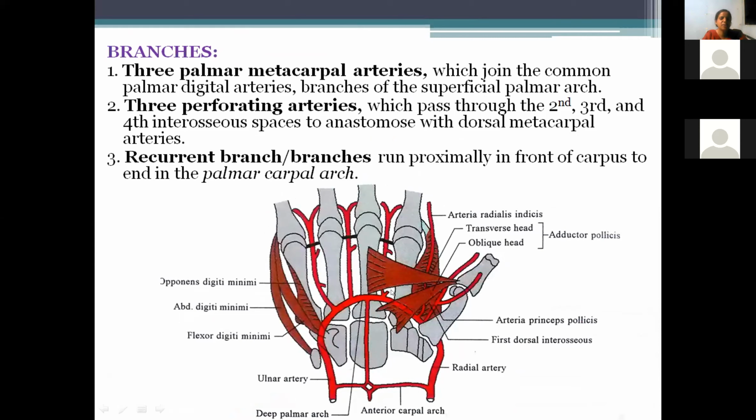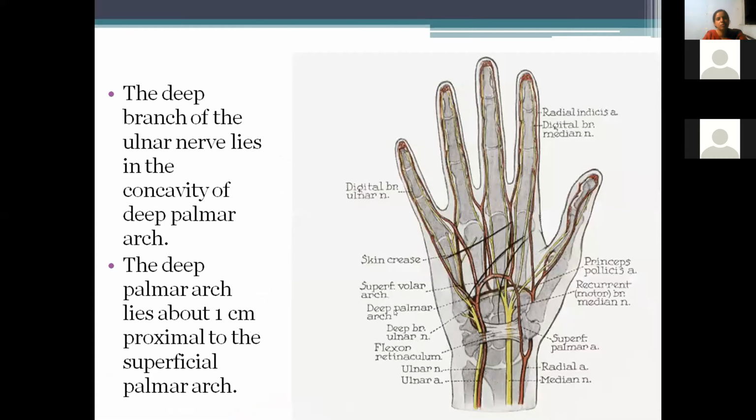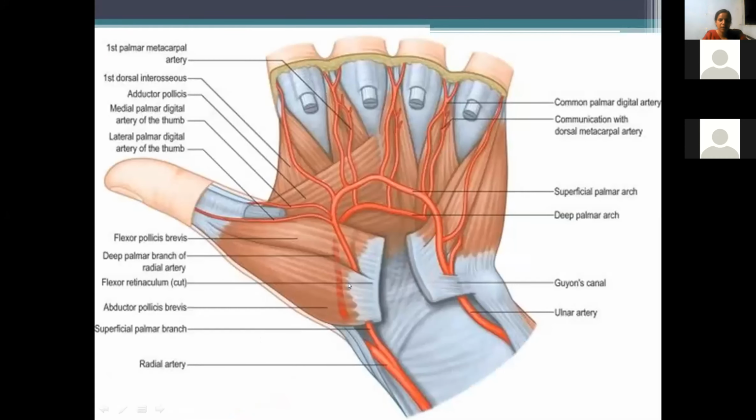So many other branches apart from this it also gives. You can just remember the names: 3 palmar metacarpal arteries, 3 perforating arteries, and recurrent branches also it gives. Okay, so finally this is the superficial palmar arch which is superficially located, and this is the deep palmar arch.